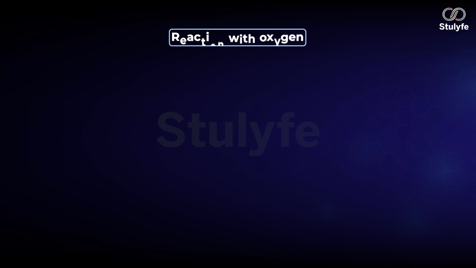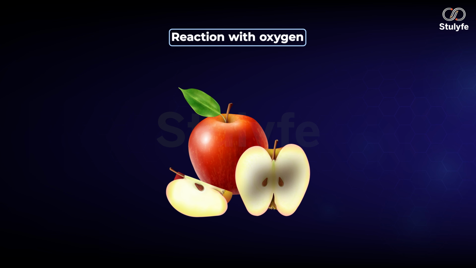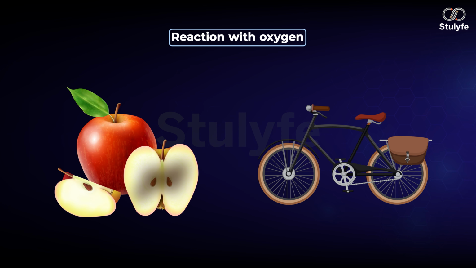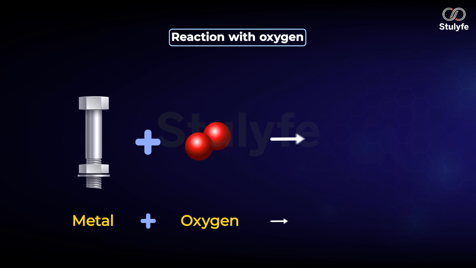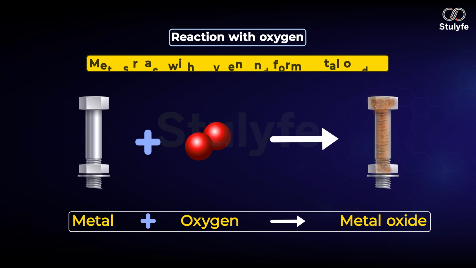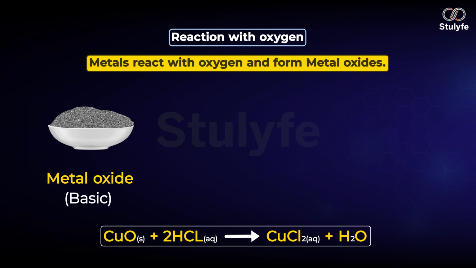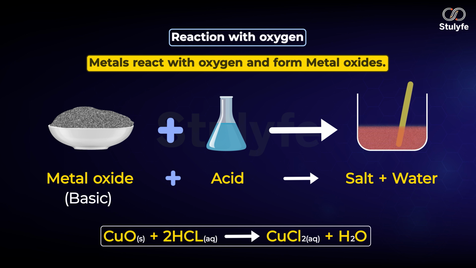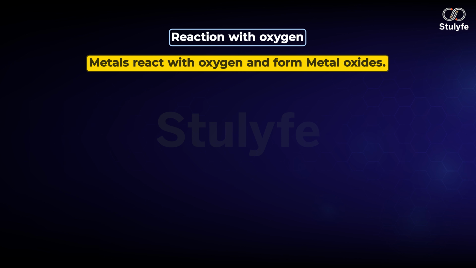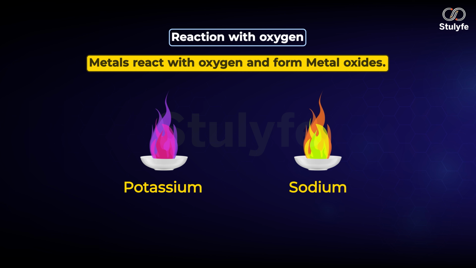Moving on to the reaction with oxygen. Ever notice how an apple slice turns brown when left in open air? Think about when you leave your bicycle outside and it gets rusty. That's iron reacting with oxygen to form iron oxide. When metals react with oxygen, they form metal oxides. Metal oxides are basic in nature and react with acid to form salt and water. Metals like potassium and sodium react so vigorously they can even catch fire.